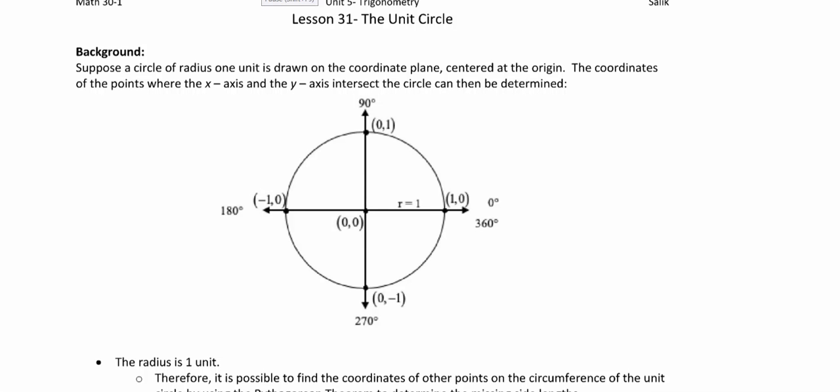Lesson 31, the unit circle. All right, so when we talk about something called the unit circle, I'm not sure, maybe you've heard of that, maybe you haven't. What it refers to is actually a literal circle on a Cartesian plane, right? So here's our Cartesian plane.